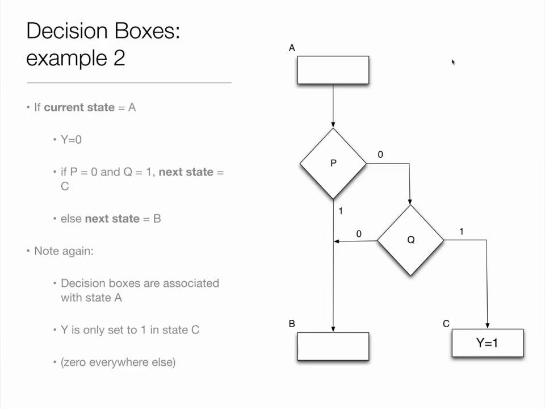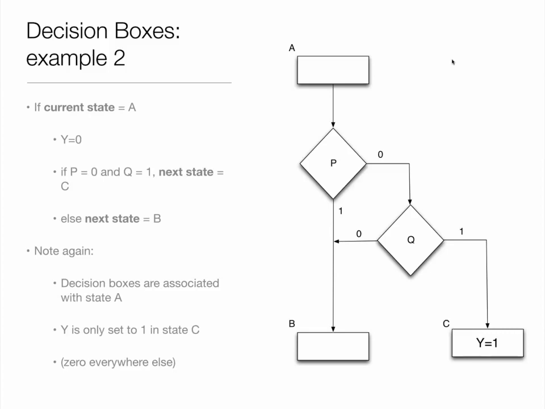So there we go. You're in state A, P is 0, Q is a 1. The next state is C, and then on the next clock edge, the state will become C, and the output Y will be a 1. Otherwise, the output Y is a 0. And again, we're not cluttering up the diagram, writing that everywhere. We're just assuming it. And again, if you want inverted logic, you'd write Y bar equals 1.